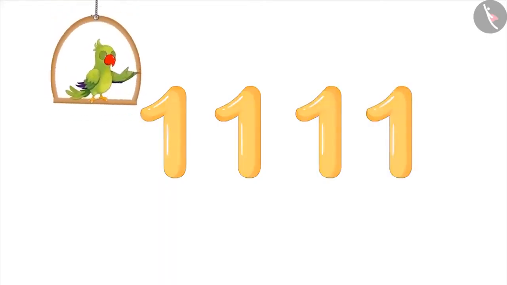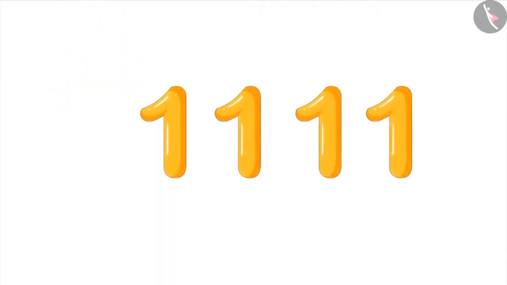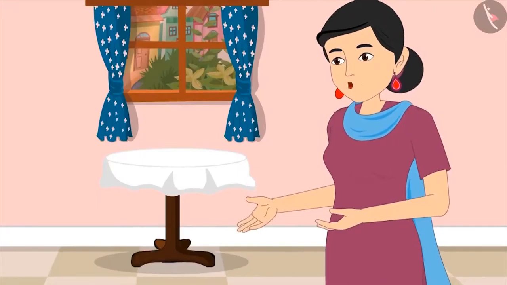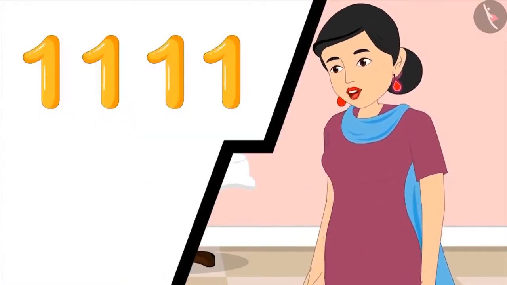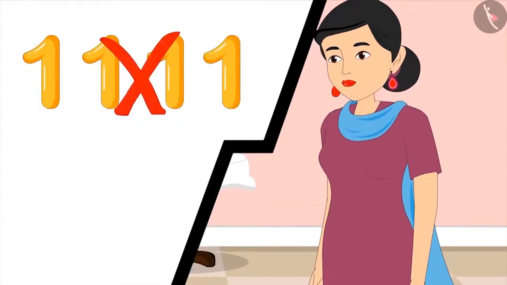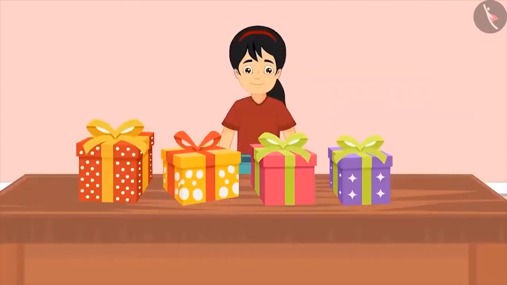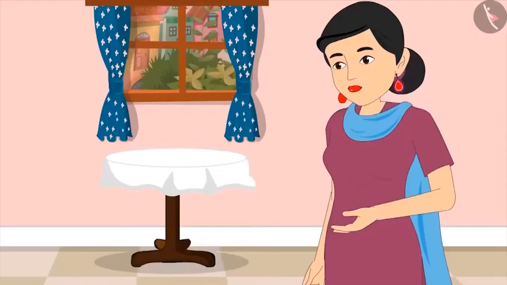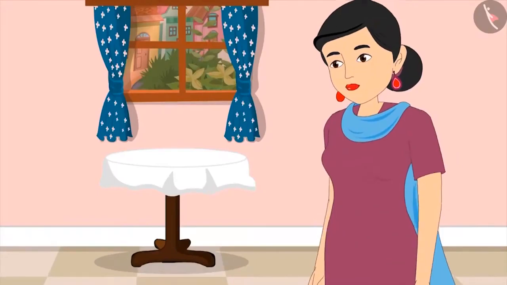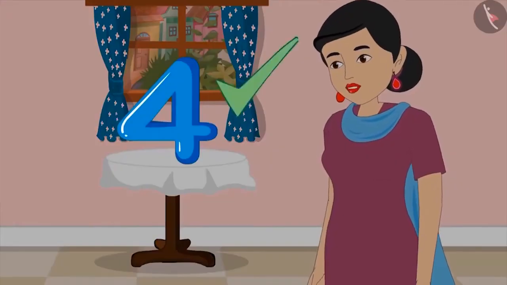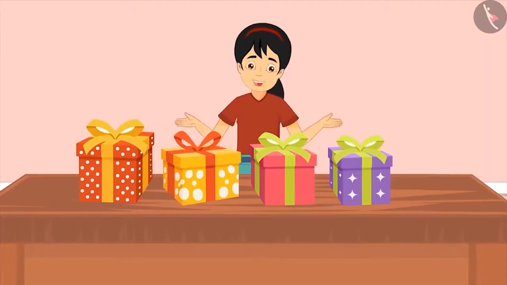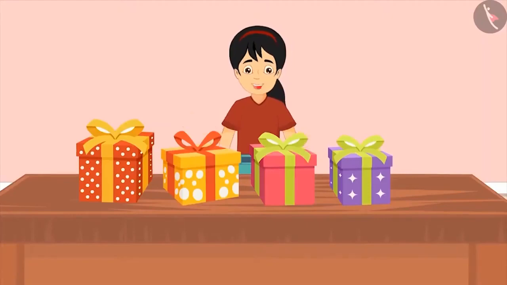Okay, Mom. Has Pinky written 4 properly? Come on, let's see. My dear, we don't write 4 like this. You have written 4 times 1. We write each number as a special symbol. Oh, yes. Here you go, Mom. Is it okay now? Very good, Pinky. You have written 4 absolutely correct. Mom, can I open and see my gifts now?